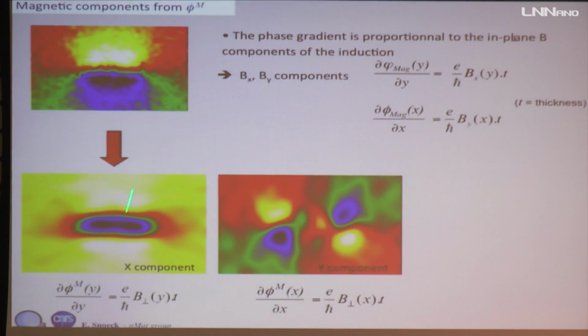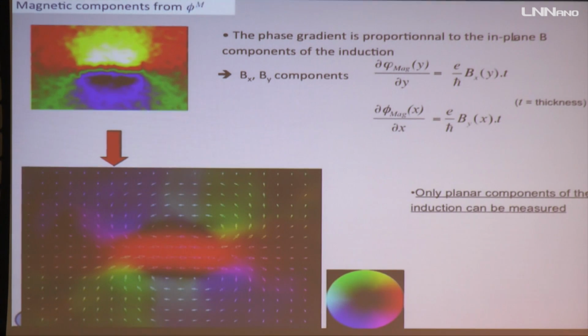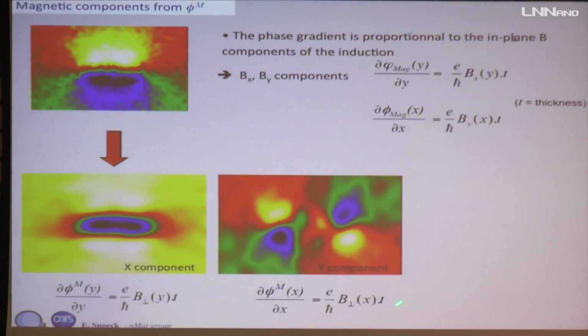So take this image, make the y derivative, and then you get the x component of the magnetic induction. And if you make the x gradient, you get the y component. And then you can combine. You have the x and y components of this magnetic induction at every point, and then you can draw this kind of nice vectorial map where you see how the magnetic induction is spreading out of this object. And this is quantitative if you get the thickness, because you see that the thickness appears there. Okay?